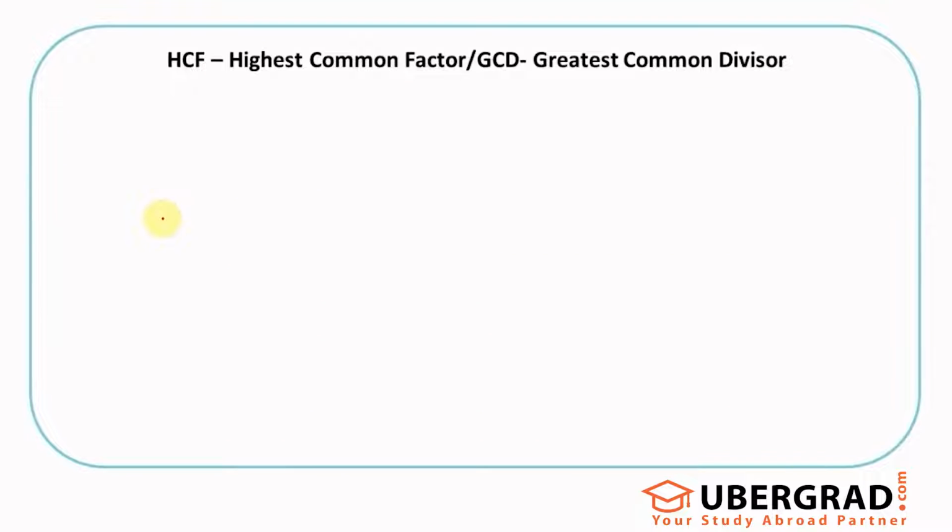Let's talk about what we mean by HCF, also known as GCD. HCF is the highest common factor. GCD is called the greatest common divisor. It's basically talking about the same thing. First, let's understand what we mean by factor, or divisor in a way.